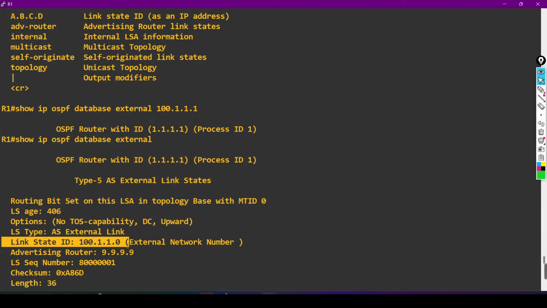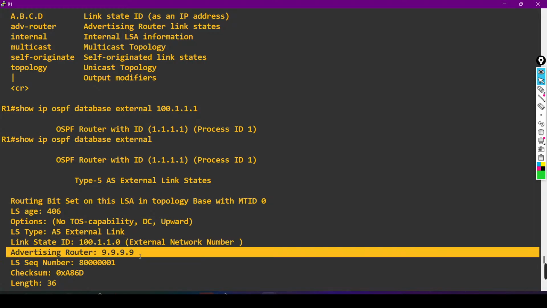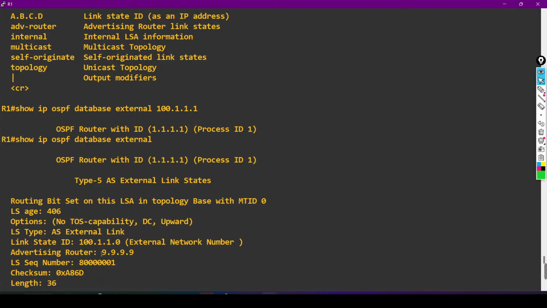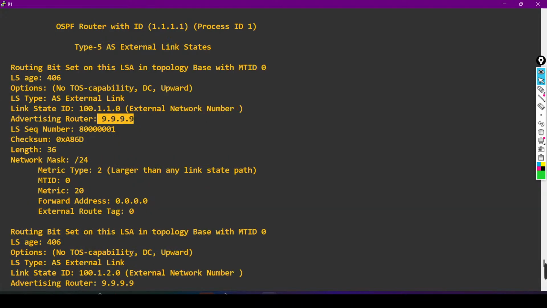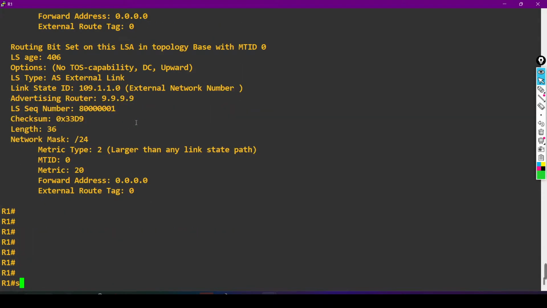The link state ID in the LSA 5 is 100.1.1.0. Who is advertising? 9.9.9.9. So this router will actually check what is the cost to reach 9.9.9.9. Yes or no? Then only it can calculate the metric, the total distance to reach this network. Because router 1 is getting this network from 9.9.9.9, the router needs to check what is the cost from 9.9.9.9 to this network, and what is the cost from me to 9.9.9.9. Yes or no? So what is the cost from me to 9.9.9.9?